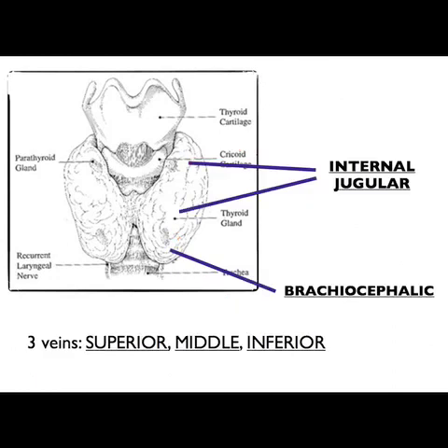In terms of the venous drainage, there are three important veins. These are the superior, middle, and inferior. The superior and the middle drain to the internal jugular, and the inferior to the brachiocephalic.